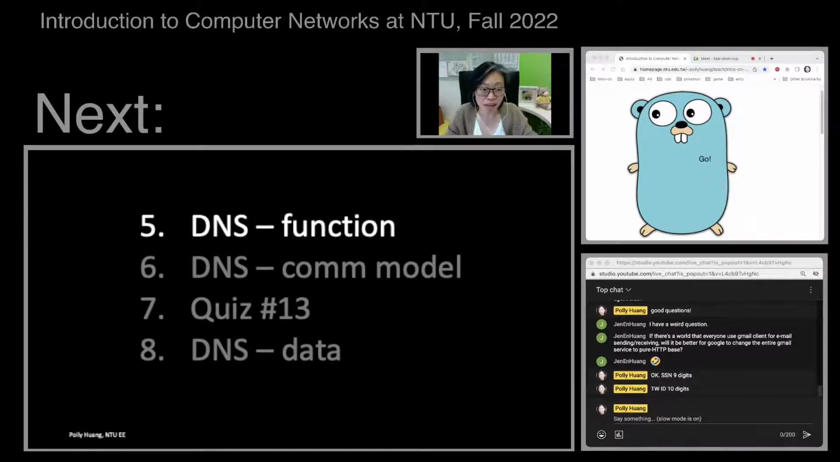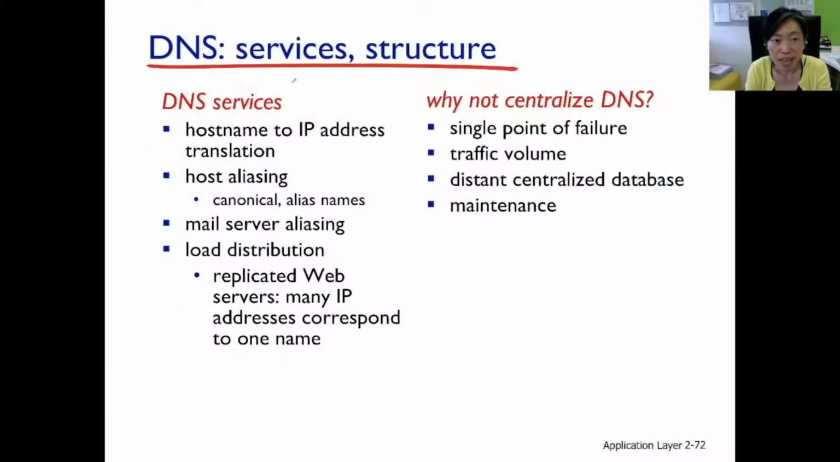Well, that's not the only function it provides. Let's check the DNS services. There are multiple services DNS provides. First is what we've talked about, the most basic one, hostname to IP address translation. It does three other forms of translation. First is host aliasing.